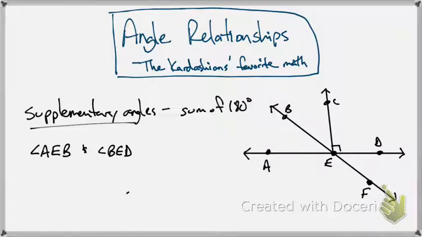Another fun one might be angle BEC and angle CEF. You guys seeing that one? BEC and CEF. Any two angles that make 180. Now, these happen to be adjacent as well, but they don't have to be adjacent. I could have a 30 degree angle up in this class and a 150 degree angle down in Mr. Miller's class, and they're still supplementary.